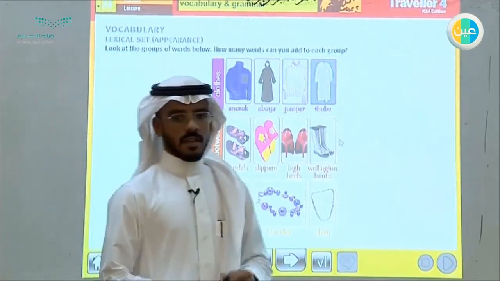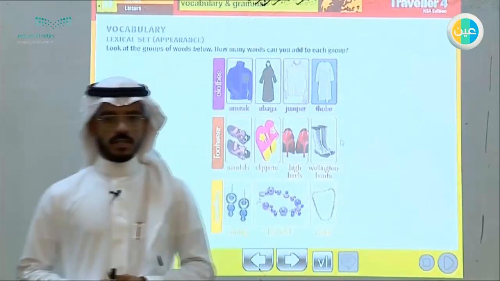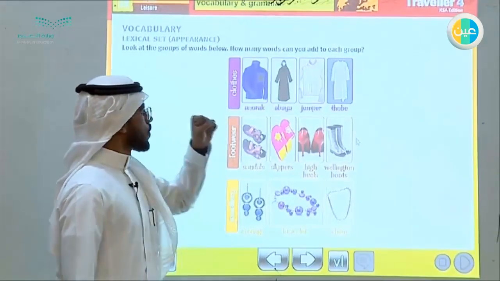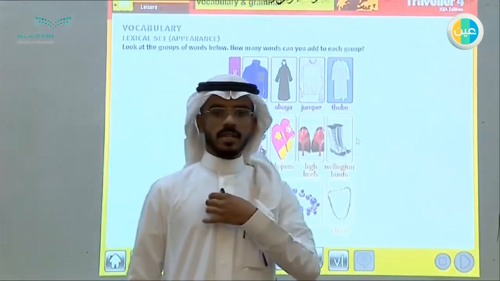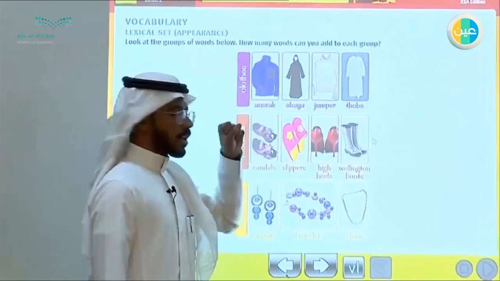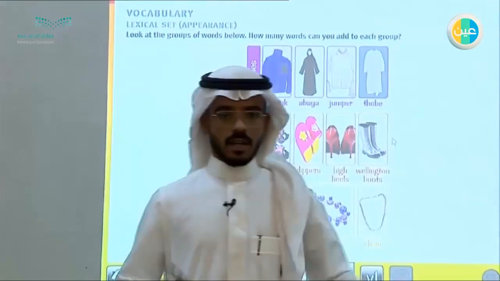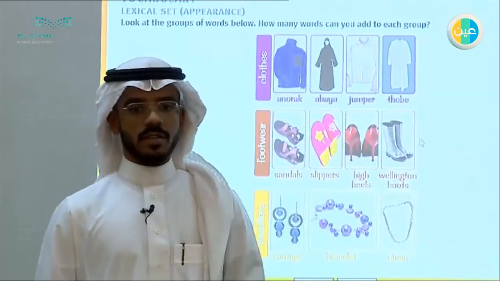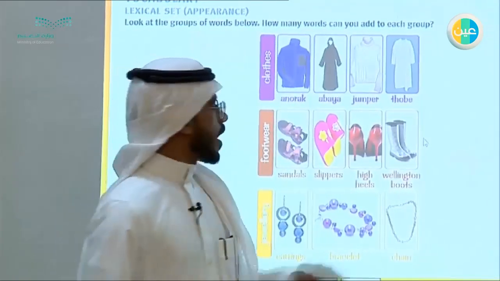Okay, we have a group of words. The first one is about clothes. Clothes, malabis, clothes. So let's take the first one, anorak. Anorak, this is a coat. You wear it to protect yourself from the rain.